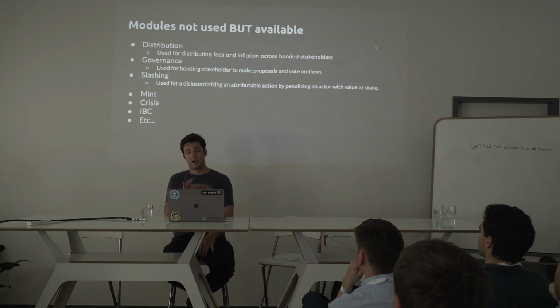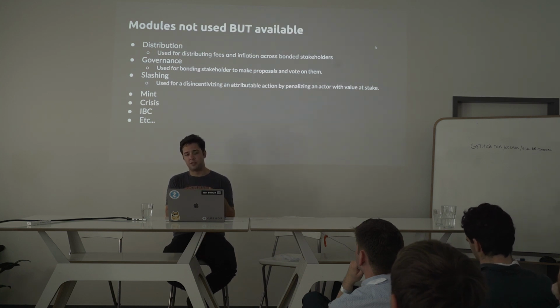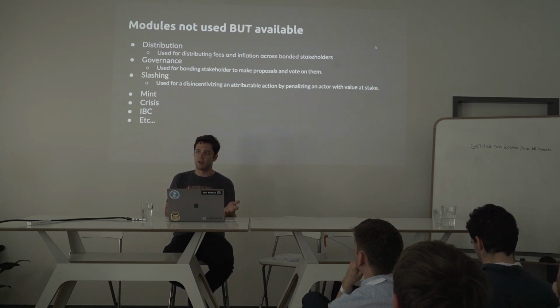So there's a bunch of other modules in the SDK, and this is just a brief run through. So distribution, this is for distributing fees and inflation. In the Cosmos proof of stake model, we use inflation to incentivize the validators to bond their stake. That gets distributed through this distribution module. Governance, the ability for validators and token holders to submit and vote on different proposals.